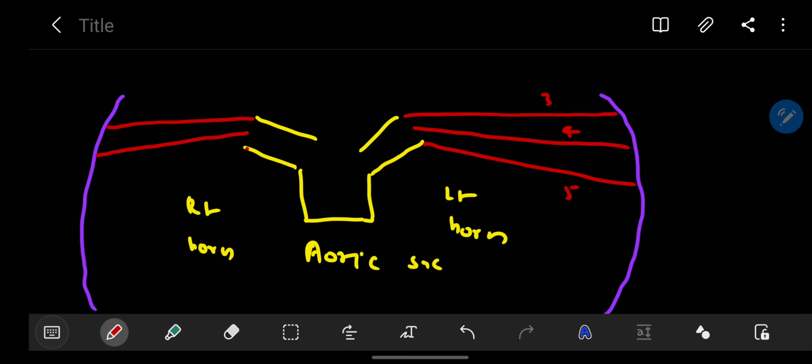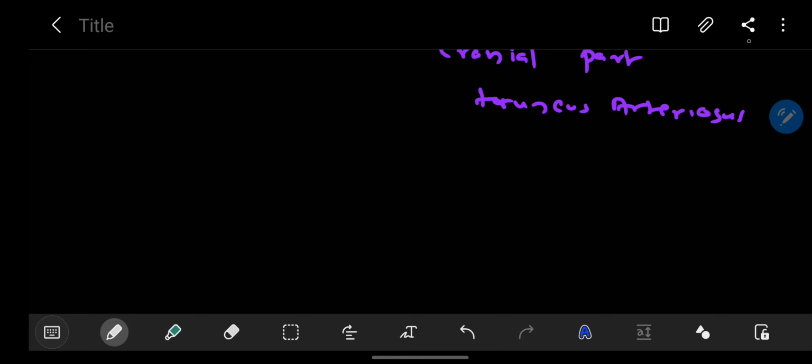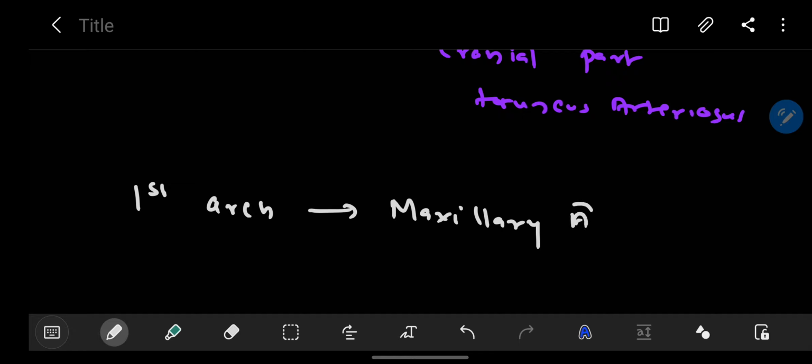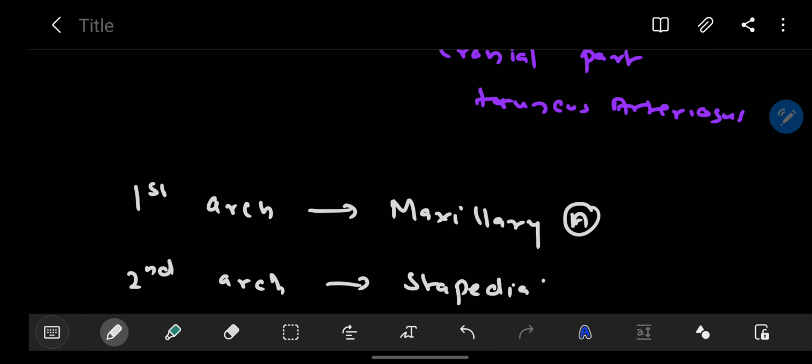On the right side, this is the third, fourth, and fifth arch artery, which is connecting to the dorsal aorta. Here you are unable to see the first and the second. The first and second arch arteries have disappeared, and remnants are formed. The first arch artery will form the maxillary artery, whereas the second arch artery will also disappear, and the remnant formed is the stapedial artery.